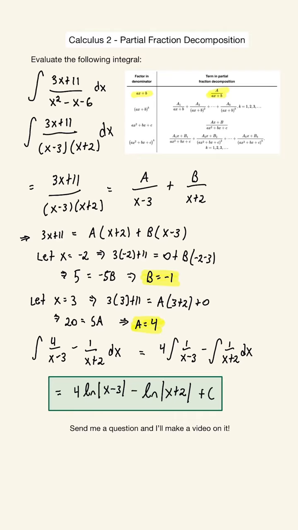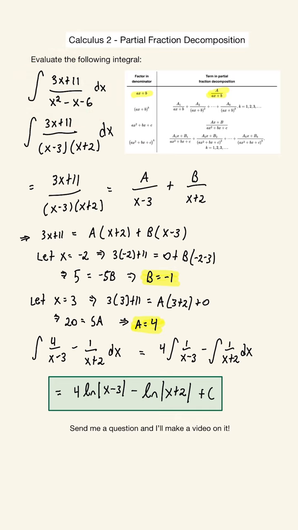We're now going to look at integrals that require the use of partial fraction decomposition. So here we have the following integral, and we know that we'll need to use partial fraction decomposition because we have a fraction where we have a polynomial in our numerator and a polynomial in our denominator, and using simple u substitution won't allow us to solve this integral.